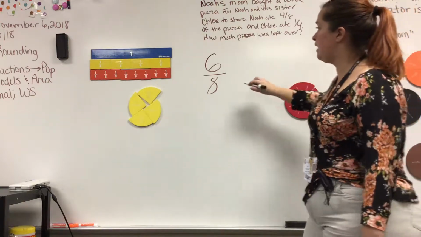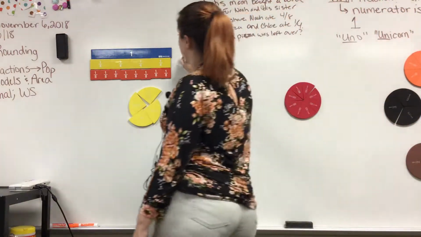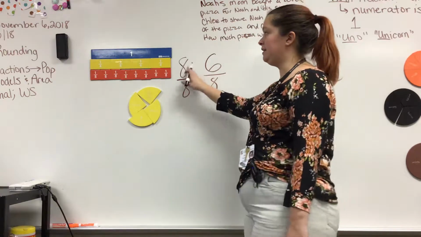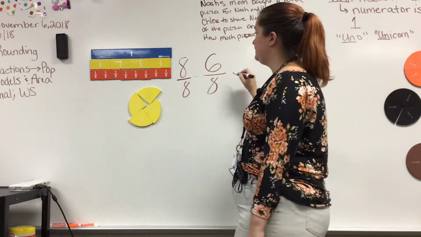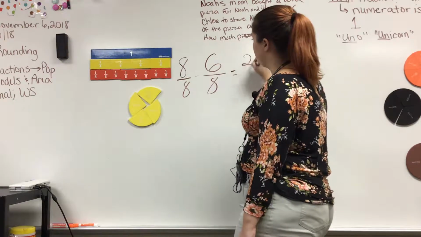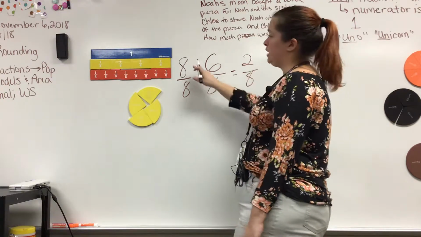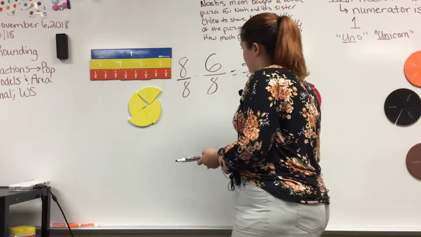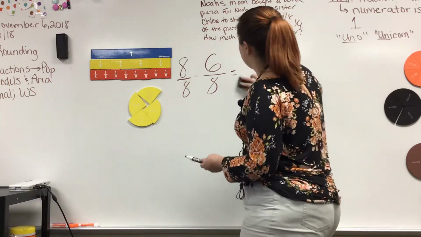If you were going to see that written out, you would see 8/8, because that represents the whole. 8 pieces out of 8 pieces minus 6/8 equals 2/8. Because when we're subtracting, we subtract the numerator, but we don't subtract the denominator. The denominator remains the same. So we're left over with 2/8.